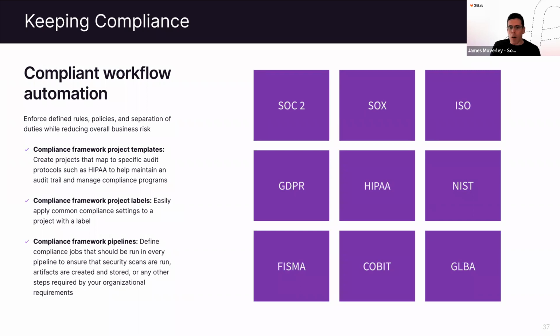And finally, compliance pipelines define which compliance jobs should be present in every CI/CD pipeline execution, making the compliance implicit in the software delivery lifecycle. This ensures auditing is enforced, elected security scans are run, and relevant artifacts are generated and stored as reports. Plus, you're able to enable any other steps or functionality to meet your organizational standards.